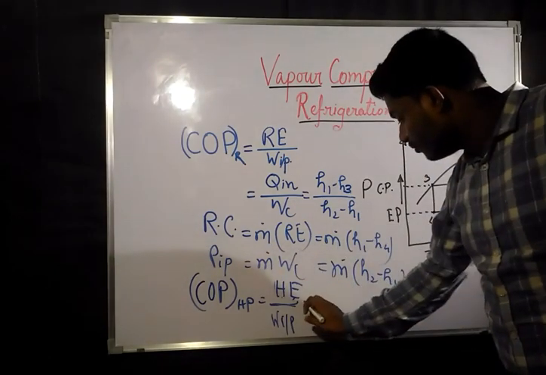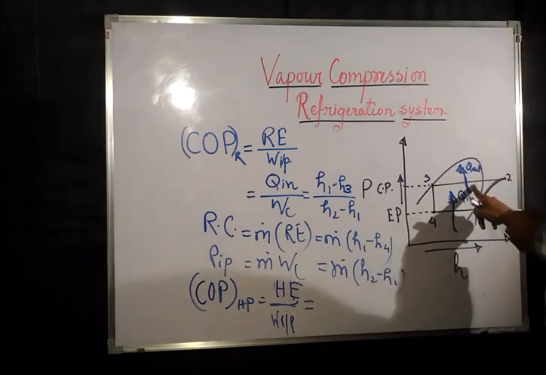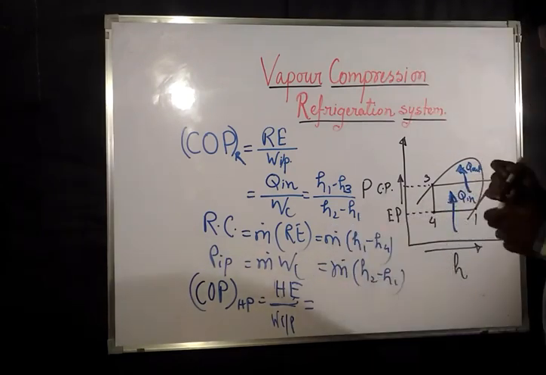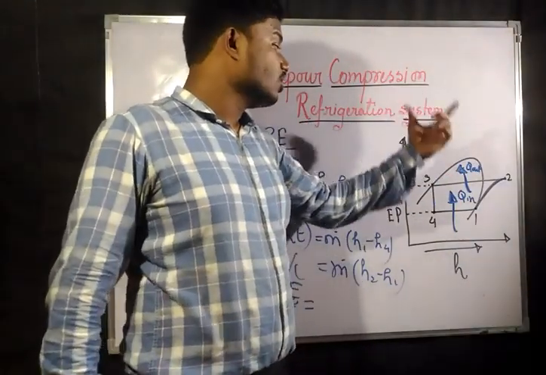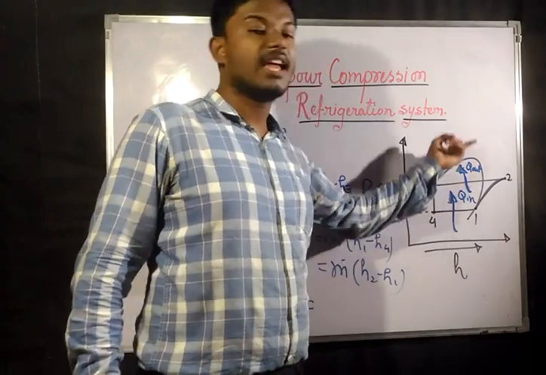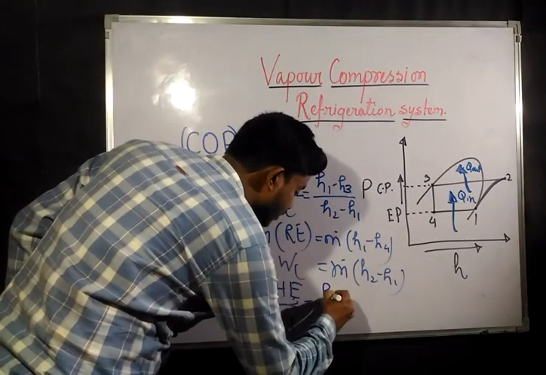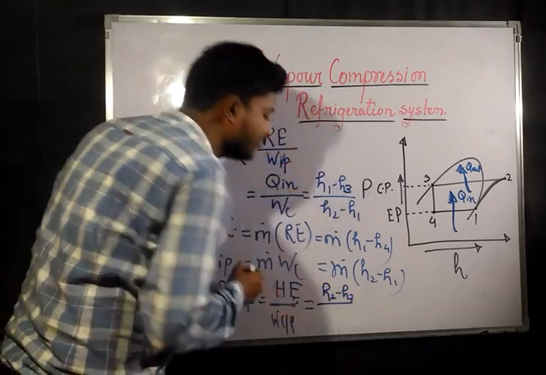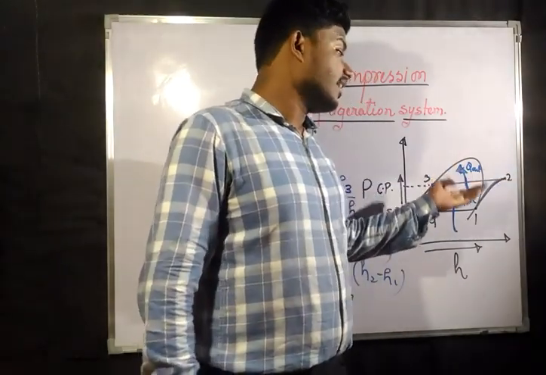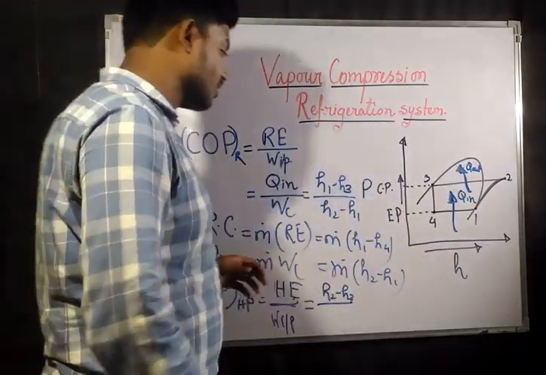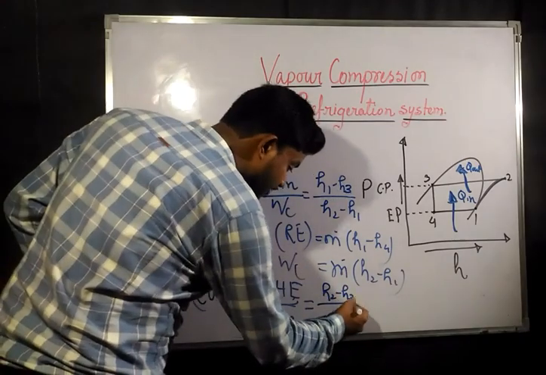Okay, so if you want to find the COP of the heat pump, you are required to find out the Q out. What is the amount of Q out, or Q rejected? From this analysis, what was the amount of Q rejected? It was nothing but H2 minus H3. H2 minus H3 was the amount of heat that has been rejected to the thermal reservoir with higher temperature.